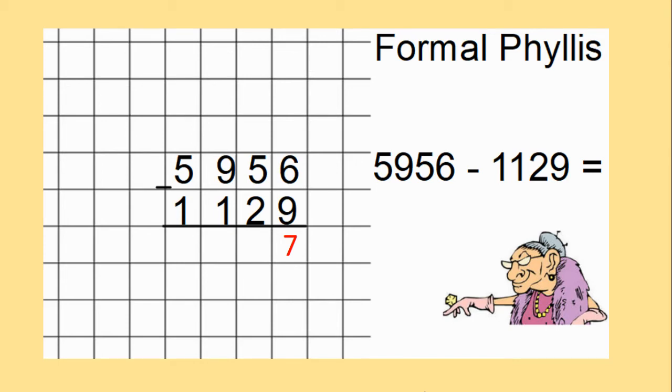I would need to cross out the 50 and turn it into a 40. So my next calculation would be 40 subtract 20, which gives me 20. Moving on to my hundreds column, 900 subtract 100 gives me 800. And my thousands, 5,000 subtract 1,000 gives me 4,000. My answer would be 4,827. Well done if you managed to work that out.